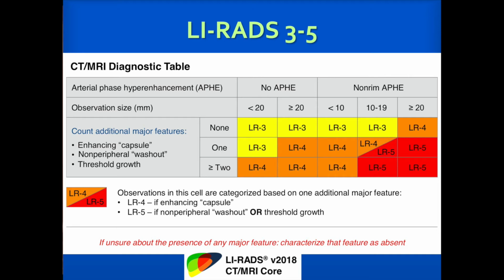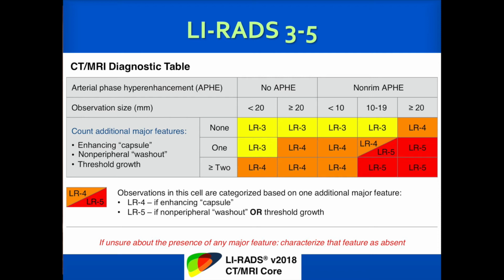And then the second most important major criteria is the size of the observation. This falls into 3 categories: less than 10 millimeters, 10 to 19 millimeters, and at least 2 centimeters or larger in size. Obviously, the larger a mass, the more likely it is to be malignant or to be hepatocellular carcinoma. Lesions that are less than 10 millimeters in size certainly may be hepatocellular carcinoma, but the imaging criteria that we use to make a diagnosis of HCC become less reliable in these very small lesions.